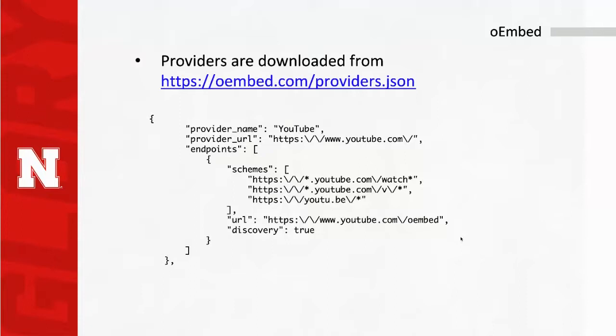So I'll point out 2 things here. The first one is schemes. This is going to be using regex. This is what a YouTube URL looks like. And then the second one down there is going to be a URL. That's going to be an API endpoint.